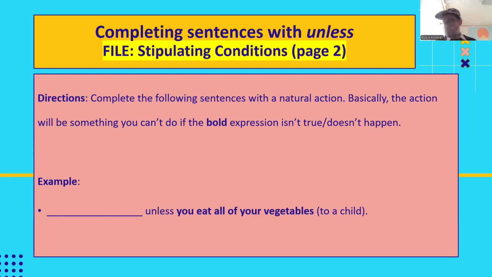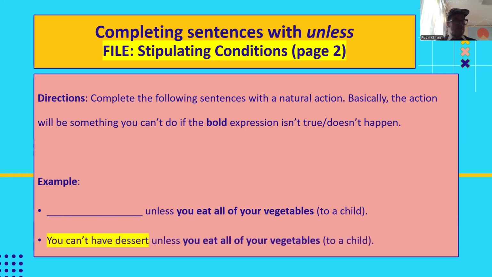So what can't they do? Can't have dessert. You can't hang out with your friends. Can't do something. So I won't give you money for going to the mall unless you eat all your vegetables. So for this activity on page 2, fill in all the blanks using an expression, and unless is used in every single sentence.